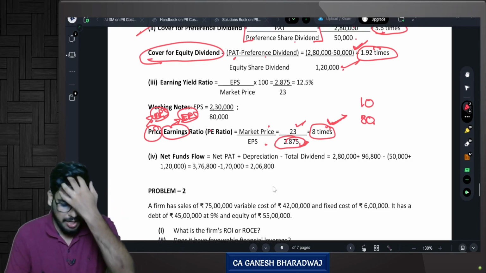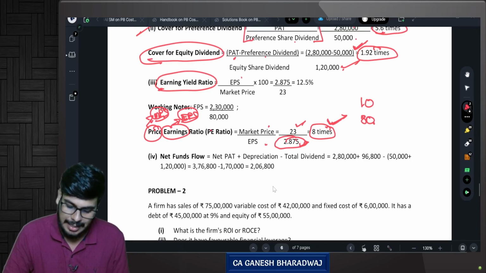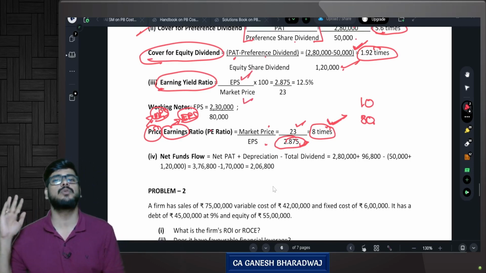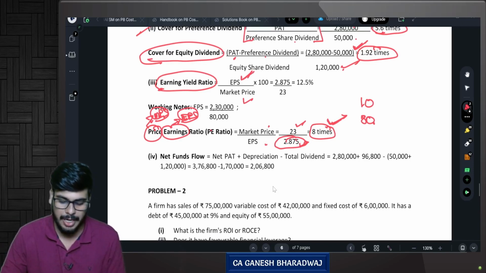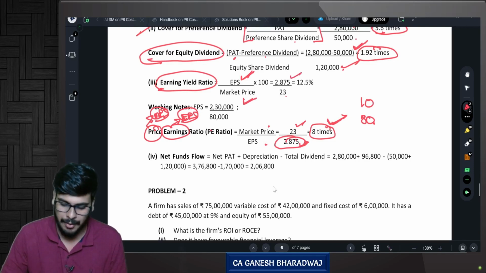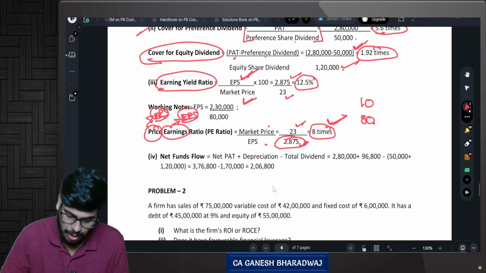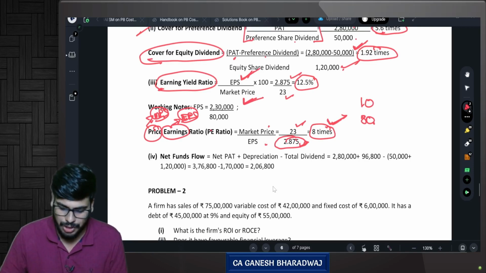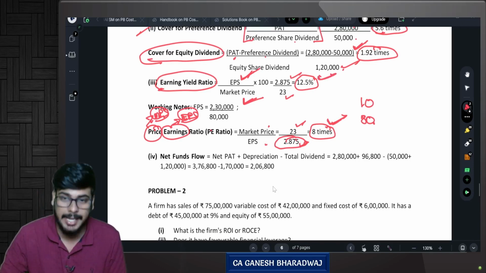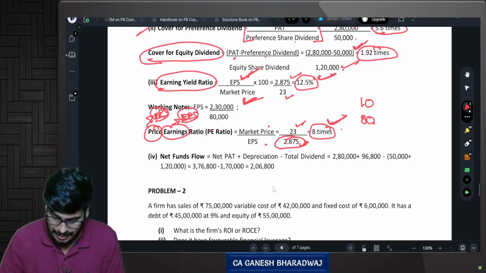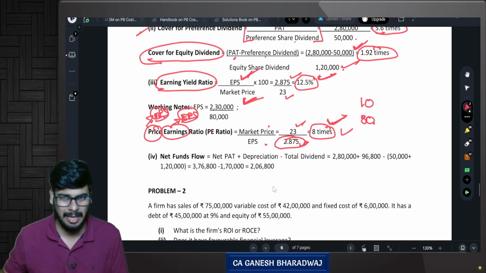Now, what do you mean by earnings yield ratio? It is the inverse of the price earnings ratio. Here it is nothing but EPS divided by MPS into 100. Are you clear with this? It is the opposite of the price earnings ratio. So 2.875 divided by 23 into 100 gives you 12.5%. In other words, you are expressing your earnings as a percentage of your market price. So generally my earnings is 12.5% of the market price. So this is earnings expressed as a percentage of the market price, whereas the other is a multiplier of the market price in terms of your earnings per share. Are you clear with this? That's about it. Nothing great here.